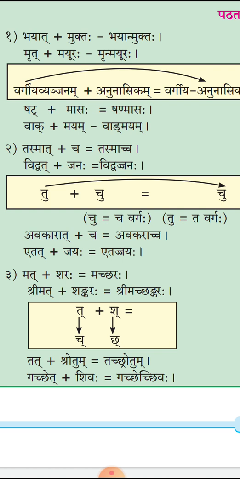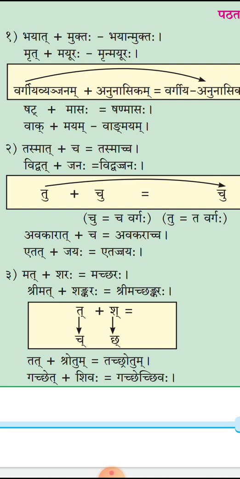Next example is vidvat plus janaha. Here at the end of vidvat we have halanta ta and it is followed by janaha. So this ta will be replaced by ja because ja is the third consonant of cha varga. Now the answer will be vidvat janaha.